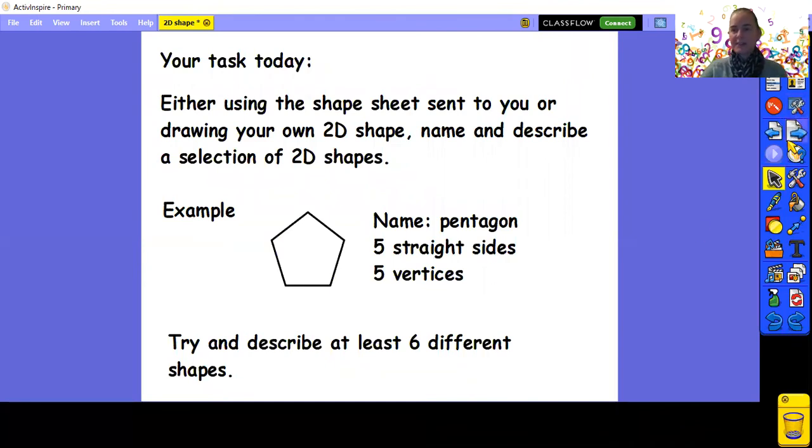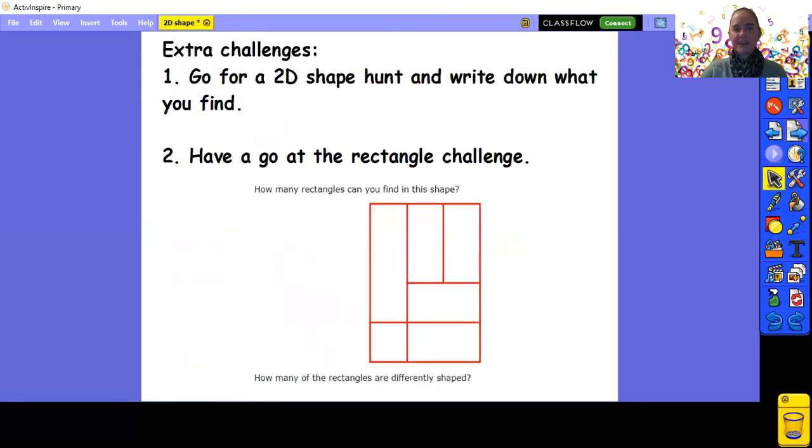Once you've done that, there's a couple of extra challenges for you. The first one is to go on a 2D shape hunt around your house and write down what you find. And the second one is to have a go at this rectangle challenge. We've sent this out to you. You've got to see how many rectangles you can find in the shape and how many of the rectangles are differently shaped. So another challenge for you to complete.